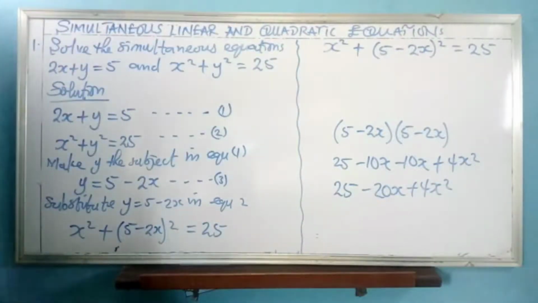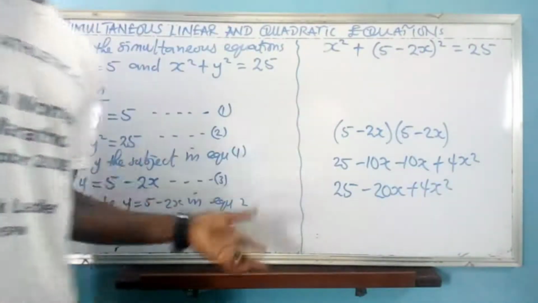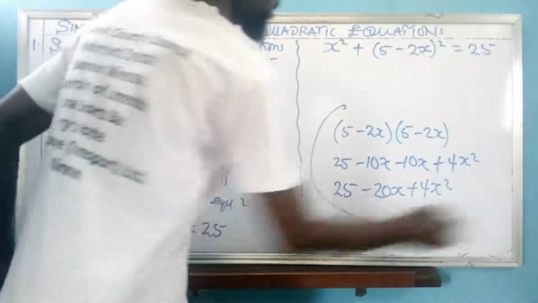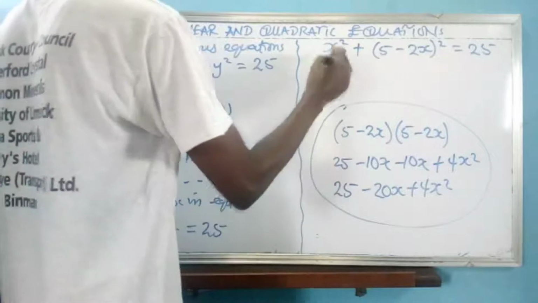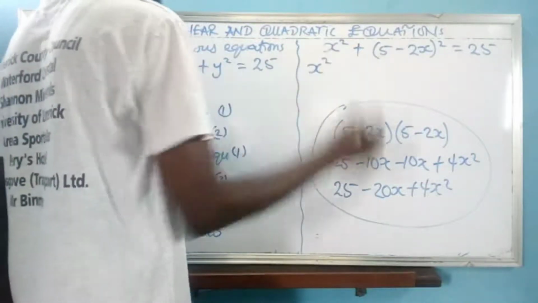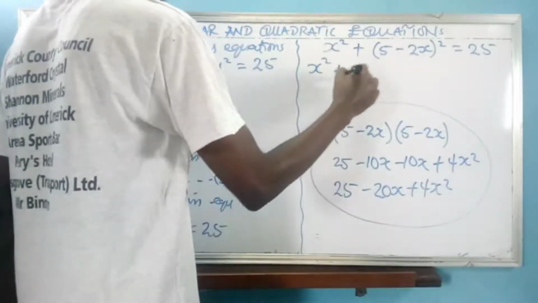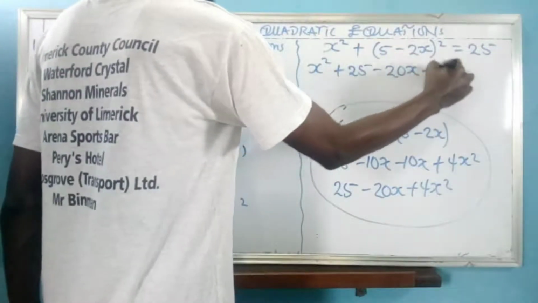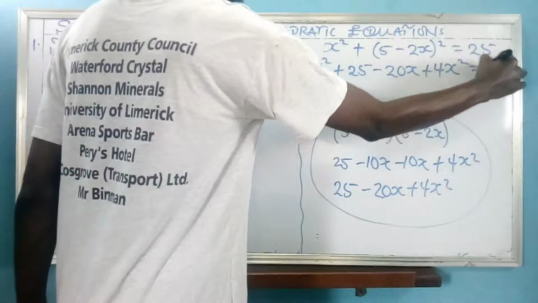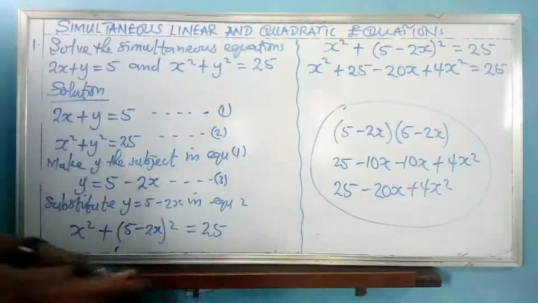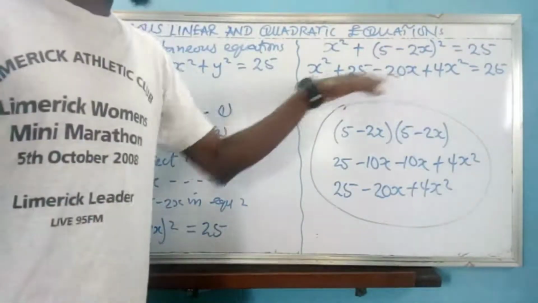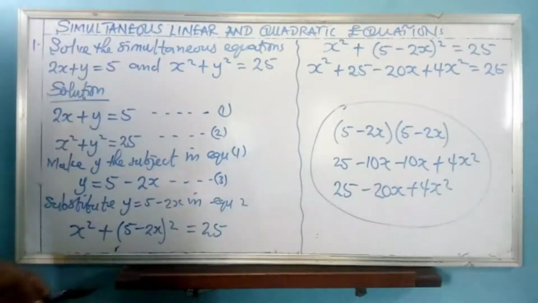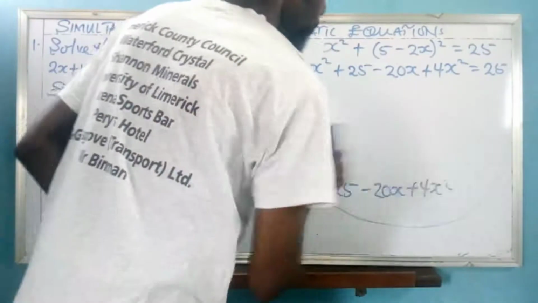Okay? I don't just want to put this one there straight, so some will not be asking how do you get 20, how do you get 4x. This is how to get it. Okay, I'm cleaning it now. So we now have x squared plus, as we have it here, 25 minus 20x plus 4x squared is equal to 25. I hope how to get this one is clear to everyone. This is how to derive it. So I'm cleaning it, don't forget. Let's move on.